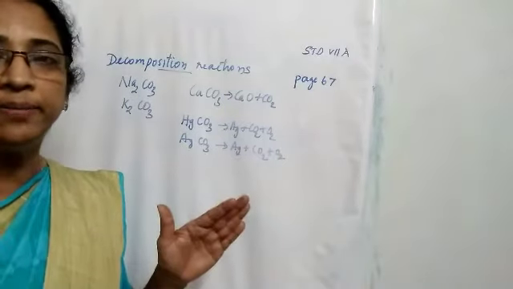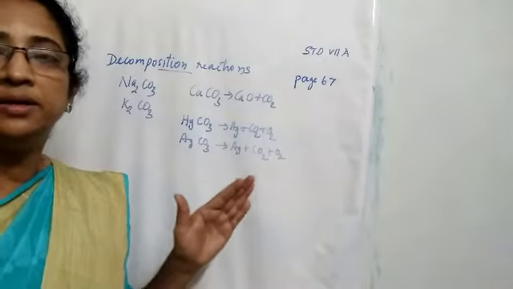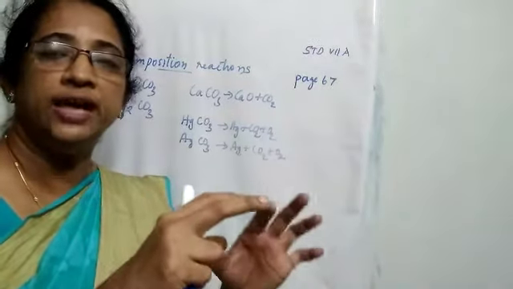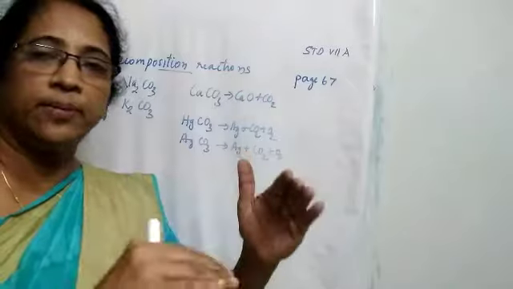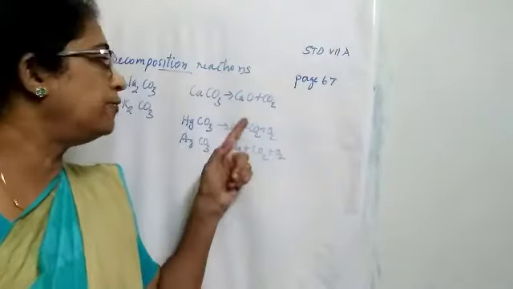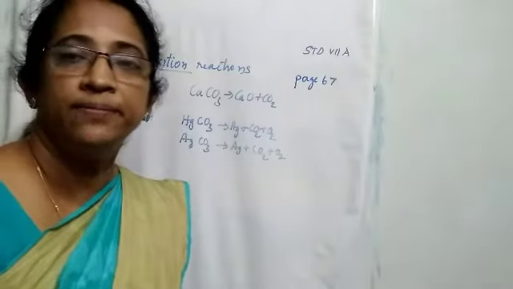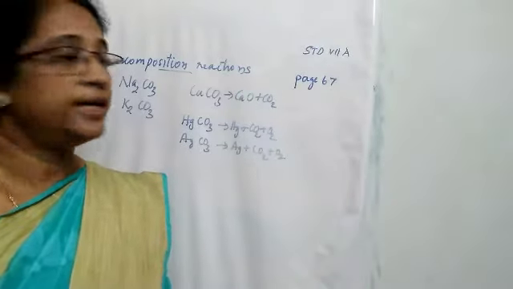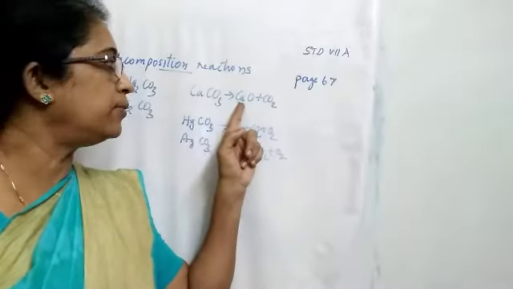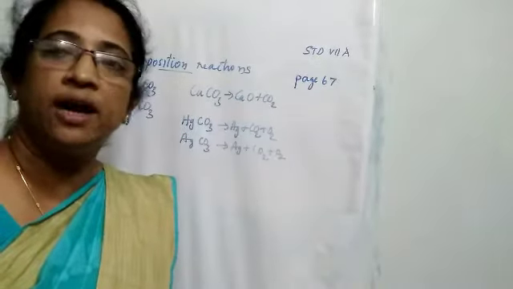And the remaining elements in the activity series, that is, elements from calcium to copper, calcium carbonate to copper carbonate, undergo thermal decomposition and form the respective oxides and carbon dioxide. So let us study one example. Calcium carbonate on heating decomposes to form calcium oxide and carbon dioxide.